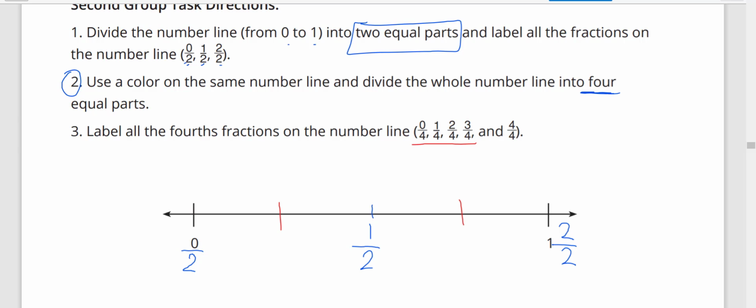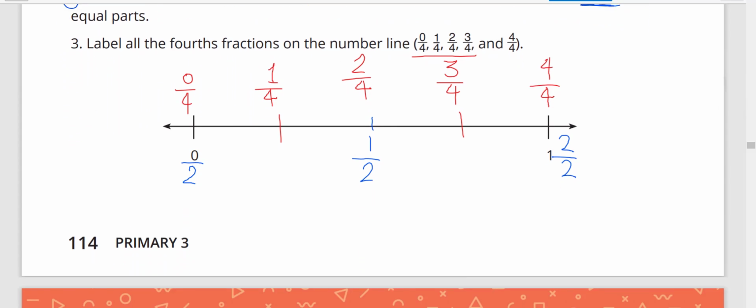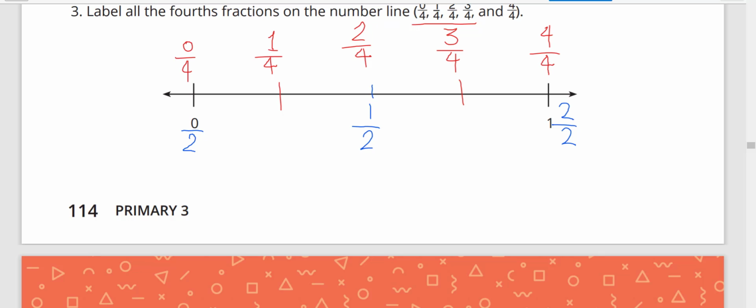So here we have 0 fourths. Here we have 1 fourth, 2 fourths. Here 3 fourths. At the end we have 4 fourths, or whole one. Label all the fourths fractions. Okay, we do that. So here we note that 2 fourths equals half.